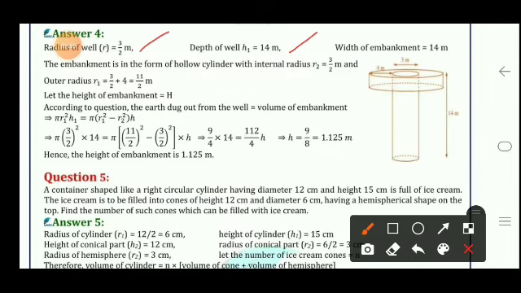The embankment is in the form of a hollow cylinder with the internal radius R2 = 3/2 meter. The outer radius R1 is equal to 3/2 plus 4, because the width is given here as 4, so it is 11/2 meter. Let the height of the embankment be h.